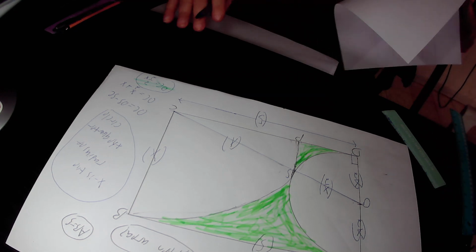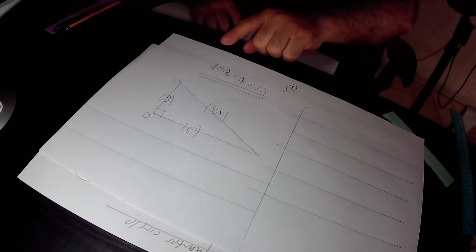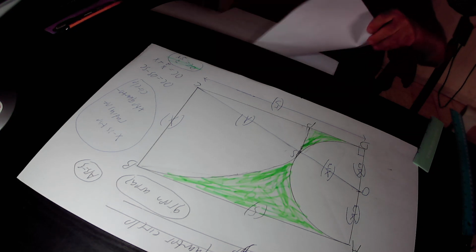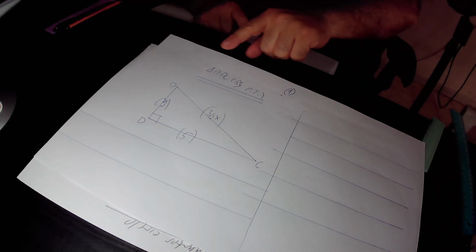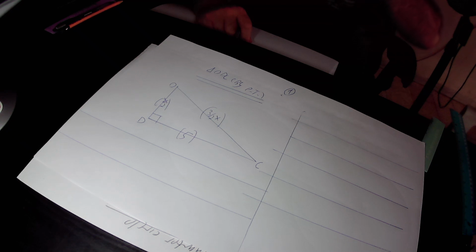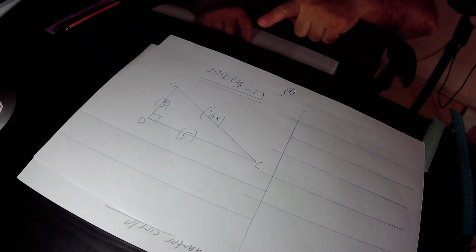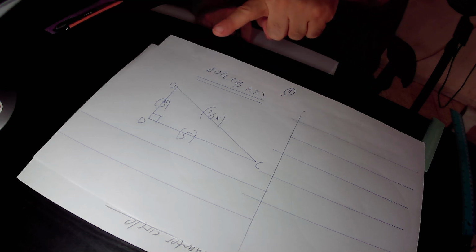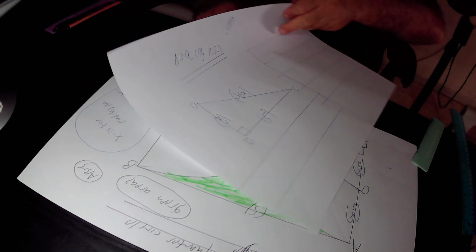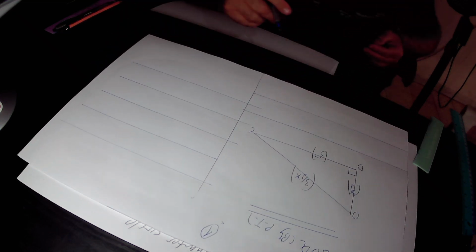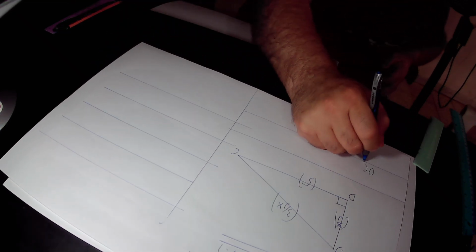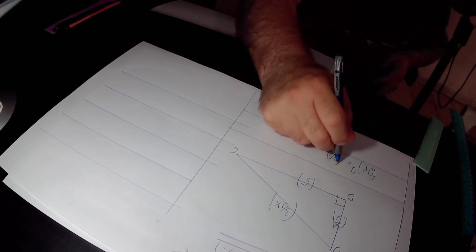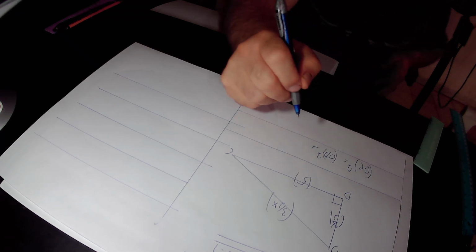So actually, this is the right triangle ODC that comes from the original drawing. According to the Pythagoras theorem, in this right triangle ODC, OC squared, the square of the hypotenuse, must be equal to OD squared plus DC squared. So I write it down. OC squared, the square of the hypotenuse, must be equal to OD squared plus DC squared.